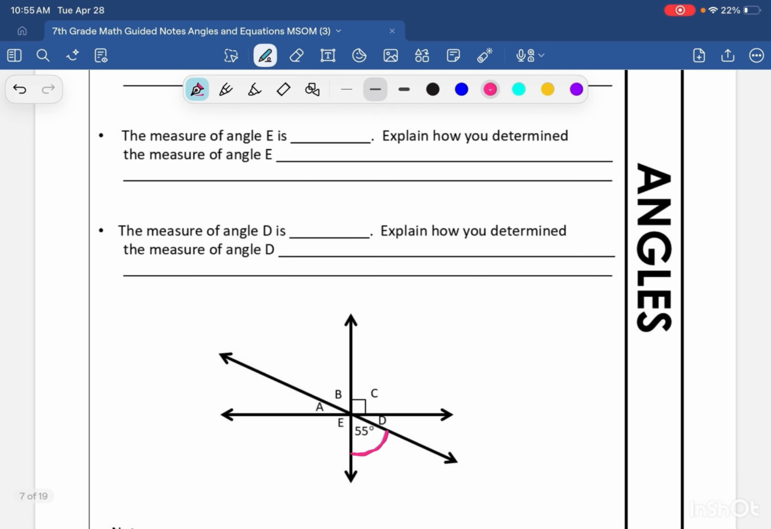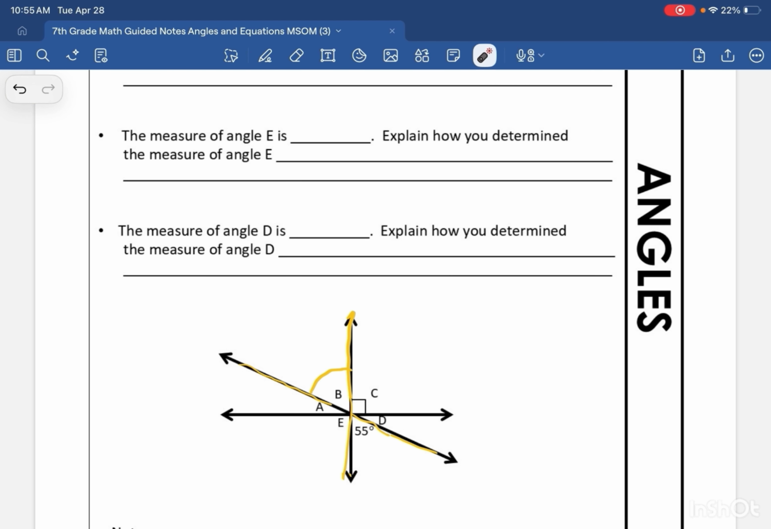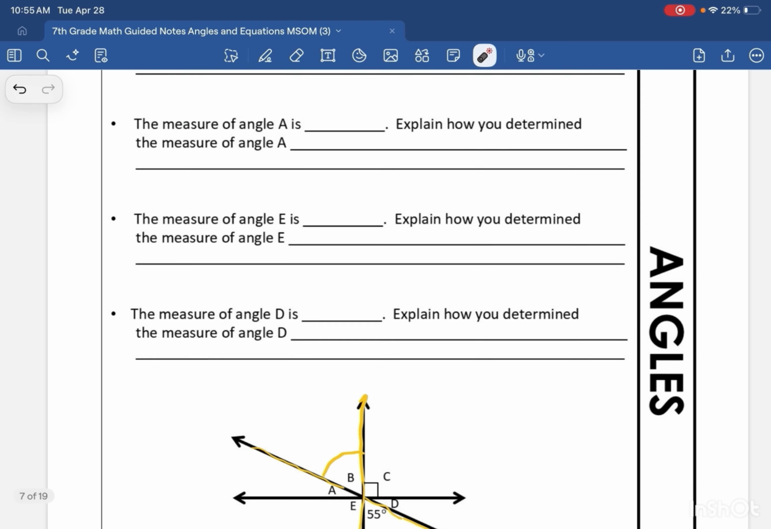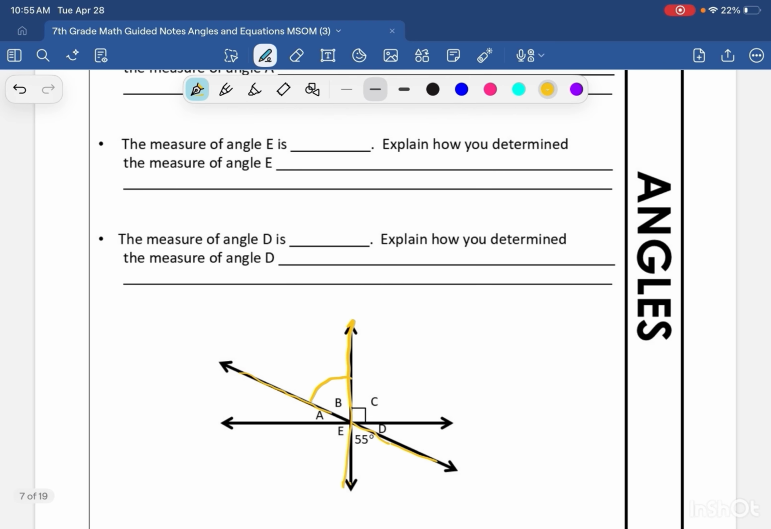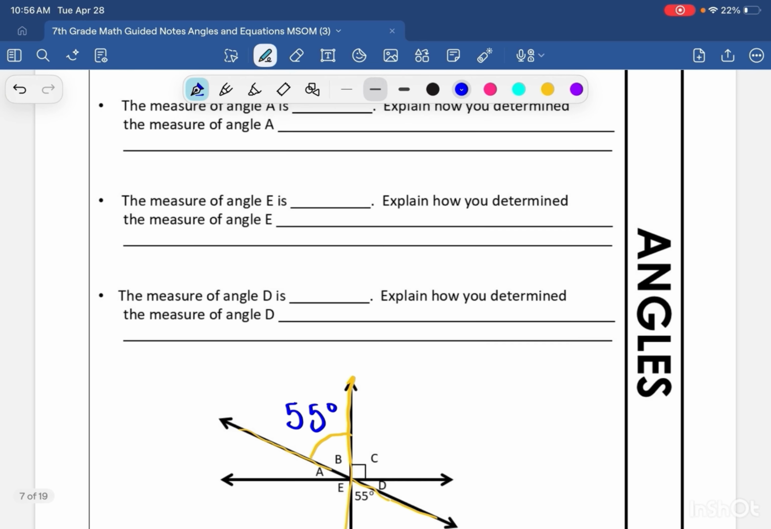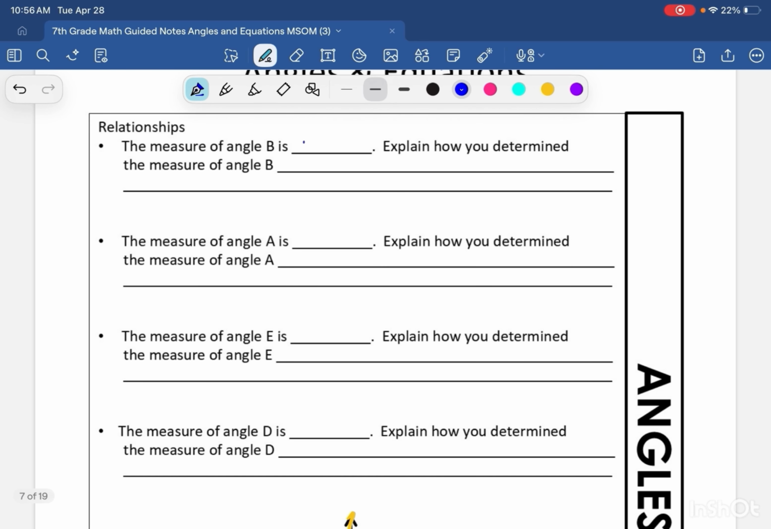If you notice, angle B right here is formed by these two lines. This line and this line forms angle B. So my given angle is 55, and angle B is opposite that. So that must mean that angle B is also 55 degrees. Once I figure it out, I like to write it on my diagram because this information will be helpful to solve for other angles. So angle B is 55 degrees.